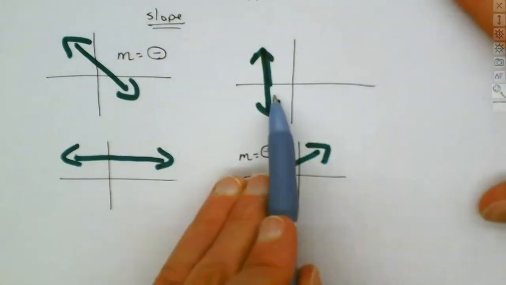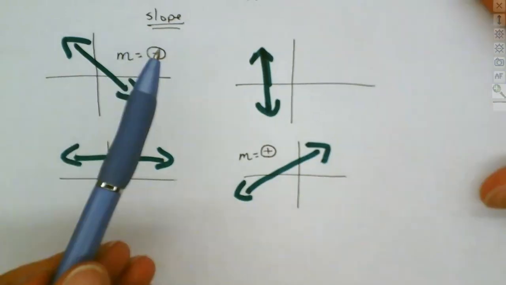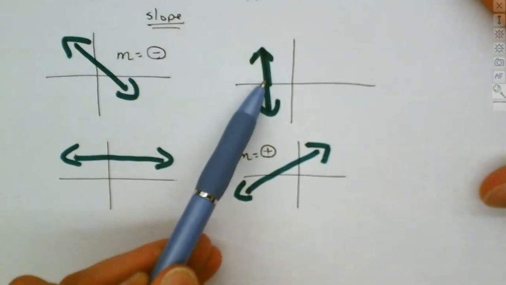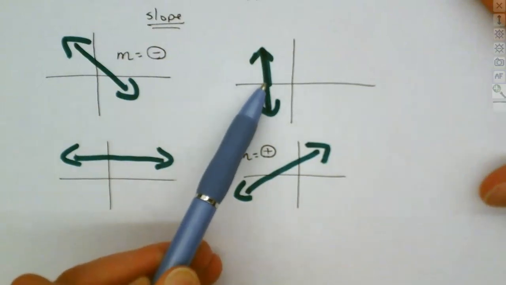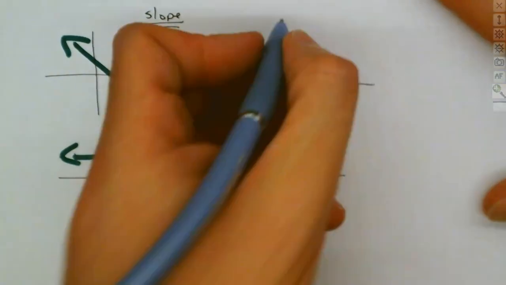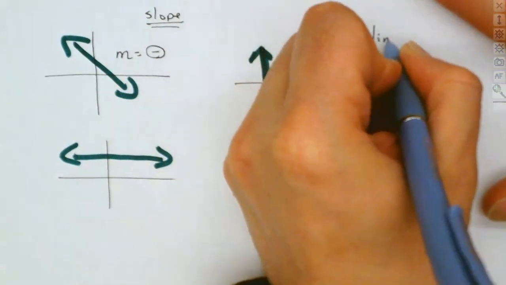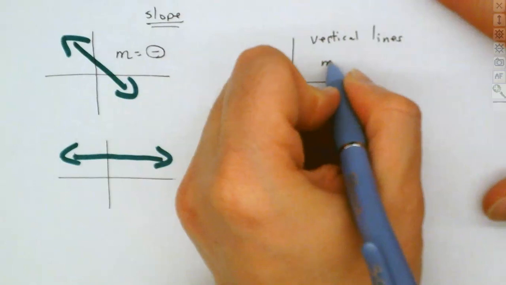Now let's talk about these two. One of them is undefined and one of them is 0. Does anyone remember from the previous classes, is this going to be undefined slope or a 0 slope? Which one? Undefined. Okay. Why is it undefined? Because it's a vertical line. So vertical lines, the slope is undefined.